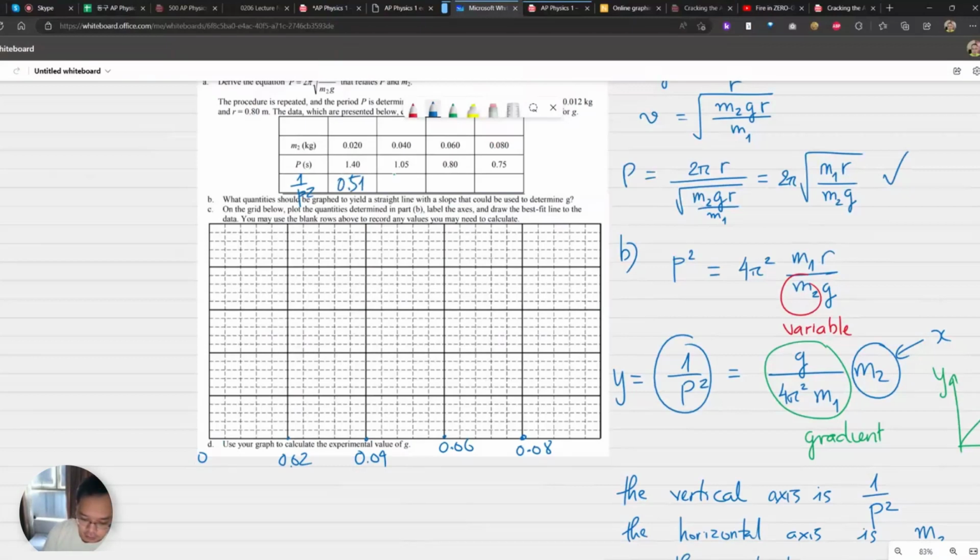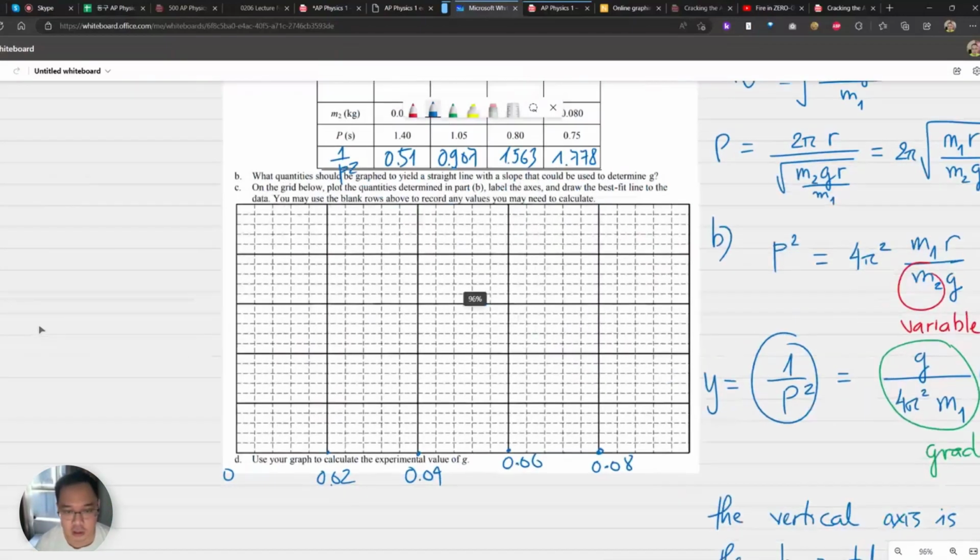The next one, 1 over 0.05 squared, is 0.907. We can round to 0.91, taking 2 decimal places. Next one, 1 over 0.8 squared is 1.563. And lastly, 1 over 0.75 squared is 1.778. Okay, now plotting these values on the axis.